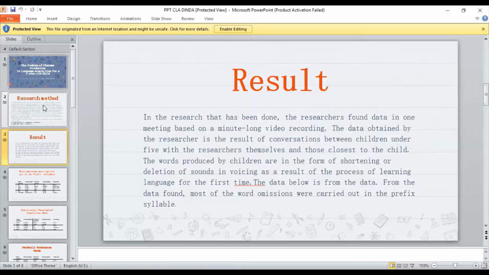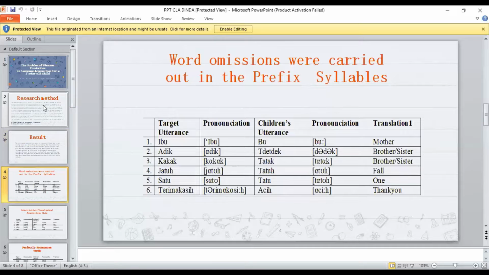Also for Myra, she can say ibu, but she says bu. But Haikal says coklat as clat, but sometimes he will repeat the same word to get the correct word. Okay, next slide. We move to conclusion.